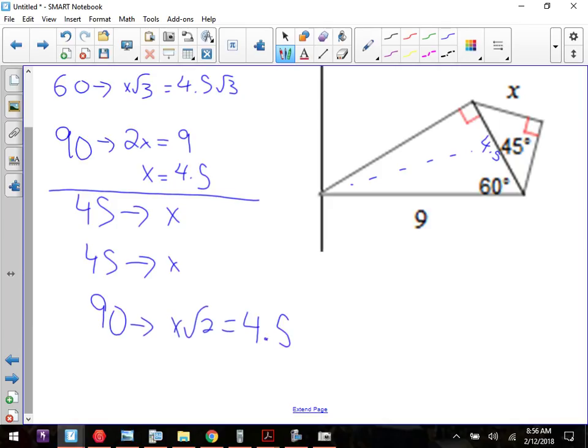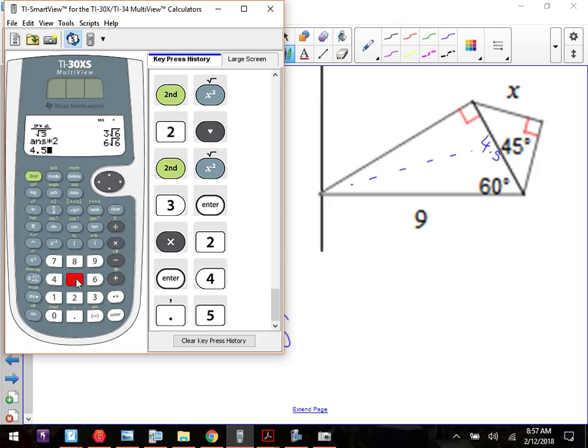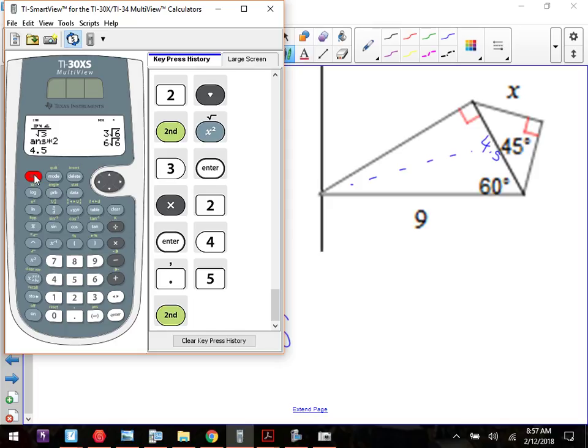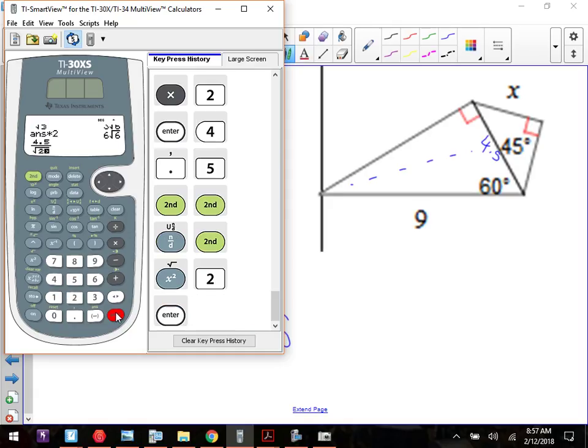And once again, I have the equation, something times the square root of 2 equals 4.5. How do you undo multiply? Divide again. So in the calculator, if you divide out, remember if this one will do a decimal on this one or not, it might. And there's a reason why it's doing that.